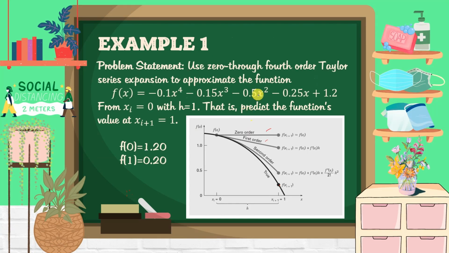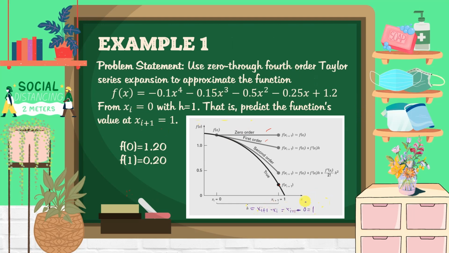For example, use zero through fourth order Taylor series expansion to approximate the function f of x equals negative 0.1 x to the fourth minus 0.15 x cubed minus 0.5 x squared minus 0.25 x plus 1.2, from xi equals 0 with a step size of 1. That is, predict the function's value at xi plus 1 equals 1. This is simply xi plus 1 minus xi equals xi plus 1 minus 0 equals 1.